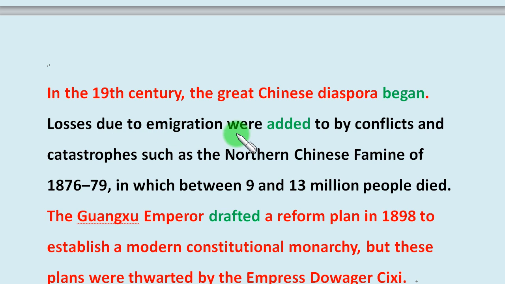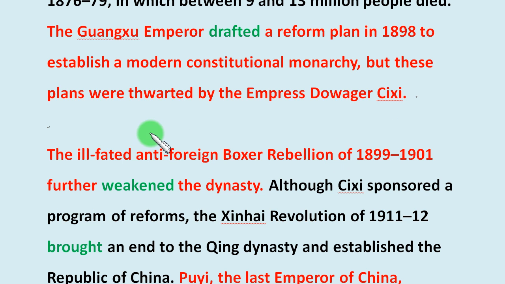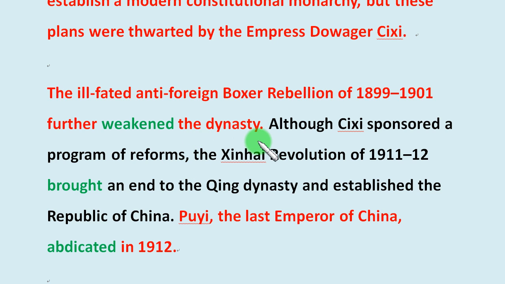Losses due to emigration were added to by conflicts and catastrophes such as the northern Chinese famines of 1876 to 79, in which between 9 and 13 million people died. The Guangxu Emperor drafted a reform plan in 1898 to establish a modern constitutional monarchy, but these plans were thwarted by the Empress Dowager Cixi. The ill-fated anti-foreign Boxer Rebellion of 1899 to 1901 further weakened the dynasty.